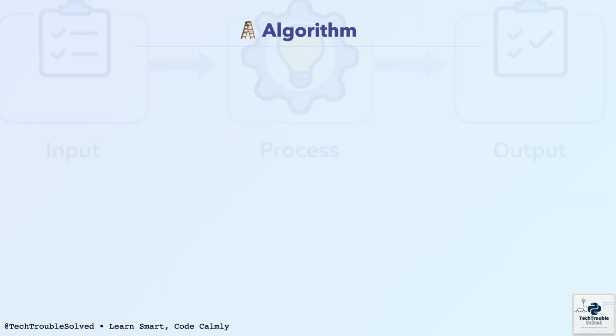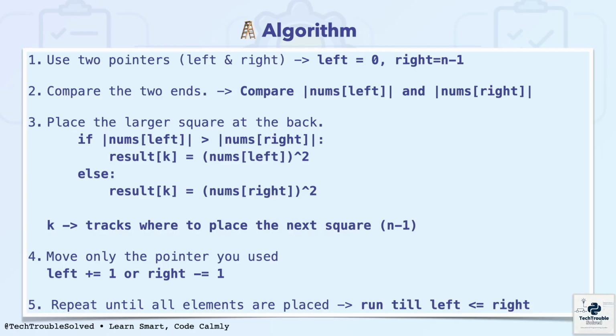Let's summarize the algorithm. We use two pointers, one at the start and one at the end. At each step, we compare the two ends. We place the larger square at the back of the result array. Then we move the pointer that we just used. We repeat this until all elements are placed. Now that the algorithm is clear, let's translate this into code.